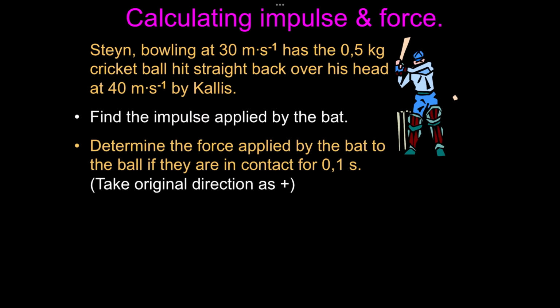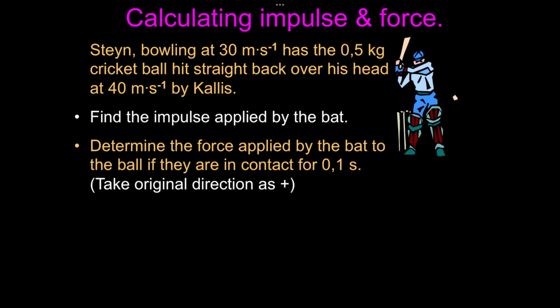We have a ball moving at a velocity of 30 meters per second. It has a mass of 0.5 kilograms. After it gets hit, it moves in the opposite direction with a velocity of 40 meters per second. The first question is saying, let's find the impulse applied by the bat. And then the second question, determine the force applied by the bat to the ball if they're in contact for 0.1 seconds. Take original direction as positive.